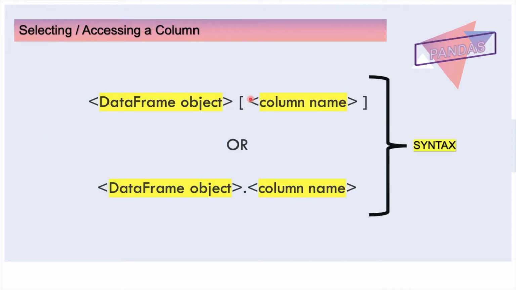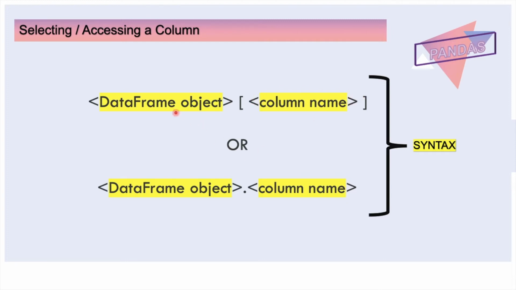In order to select or access a column, you need to follow this particular syntax. You need to use the data frame object along with the column name, passing the column name within the square brackets. As you can see, these are the square brackets. Within the square brackets, you need to pass the column name in order to access the column. Just ignore these angular brackets. They are not part of the syntax. We have used them only to highlight the column name.